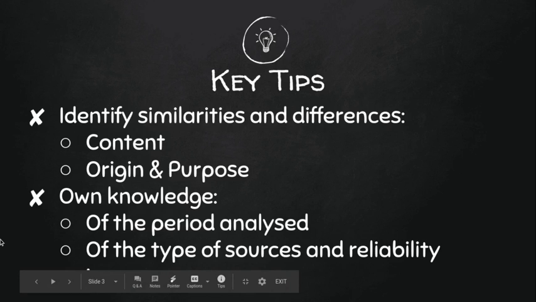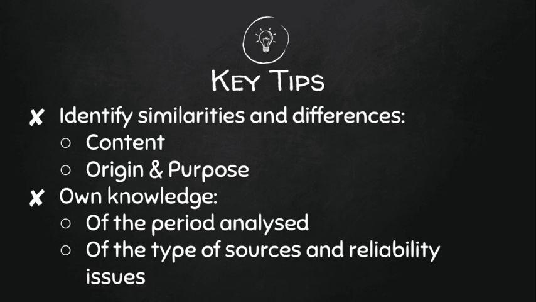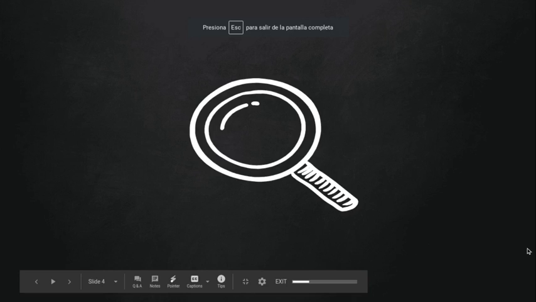But besides this, to understand properly the sources and their reliability, you will also have to consider your own knowledge. Because in order to identify the origin and purpose of the sources, you will not only have to consider your own knowledge of the period being analyzed, for example, in this case, what you know about the Vietnam War, but also your knowledge about the types of sources that exist: primary, secondary, and the different types among primary sources.